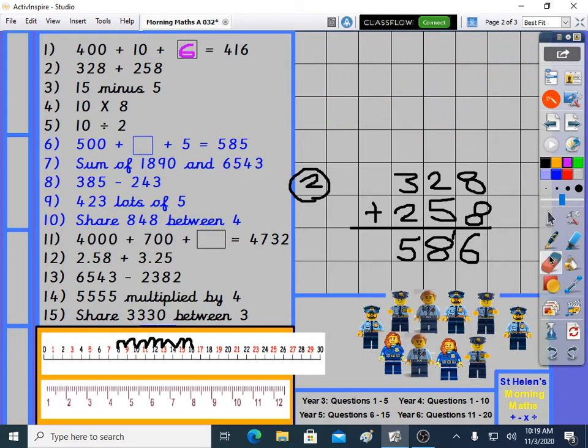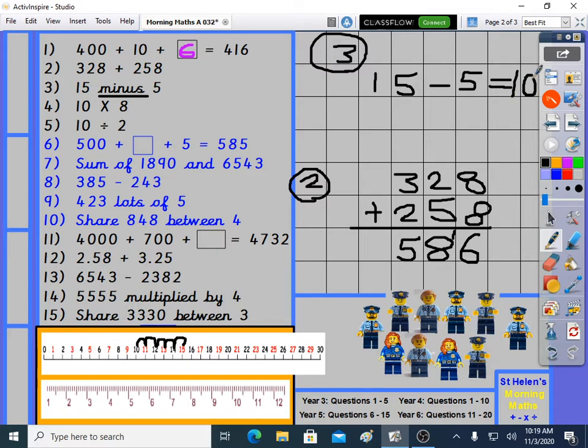We'll go on to question 3. That's a minus. It just says the word minus instead of the sign this time. 15 minus 5. That's all it is. So we use our number line. I need 15, which is only on this top number line. 15 take away 5. 15 take away 1, 2, 3, 4, 5. It is 10. I can fit 10 in there just. 15 take away 5 equals 10.